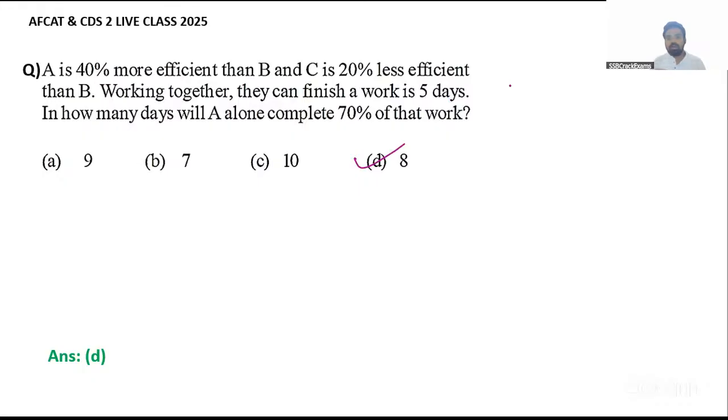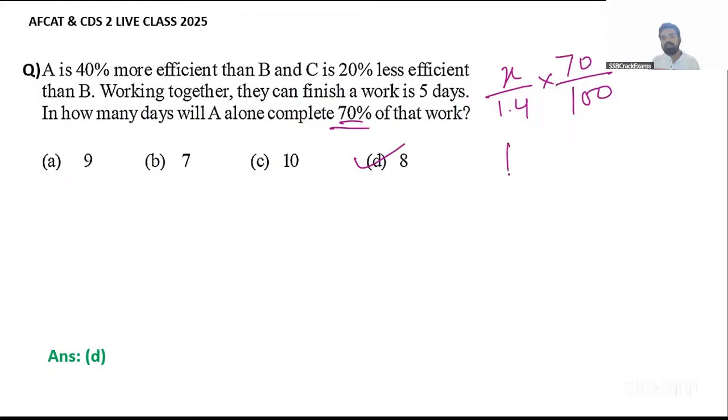See, A is 1.4 times more efficient. So we know that A can complete the whole of the work in X upon 1.4 days, and we now need to find the 70%. This is the complete days to take the whole of the work. But the question is asking 70% of the work. So we will just simply find the 70% of the whole of the days.